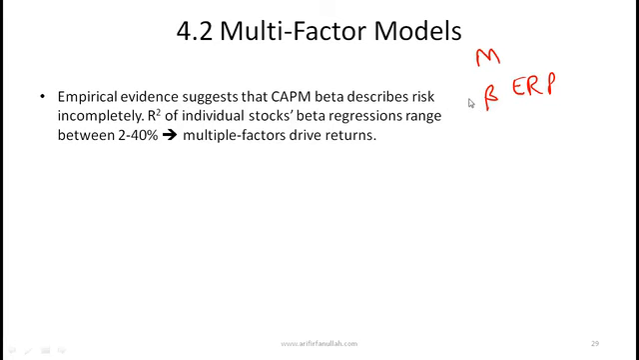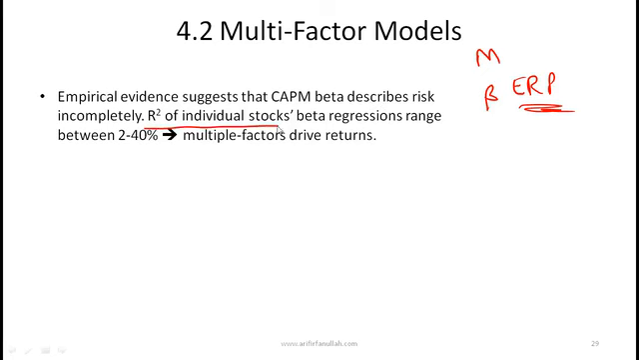What multi-factor models say is that the required return depends on more than the equity risk premium. So CAPM is a one-factor model. We are now going to study multi-factor models. Why study? Because empirical evidence suggests that CAPM beta describes risk incompletely.